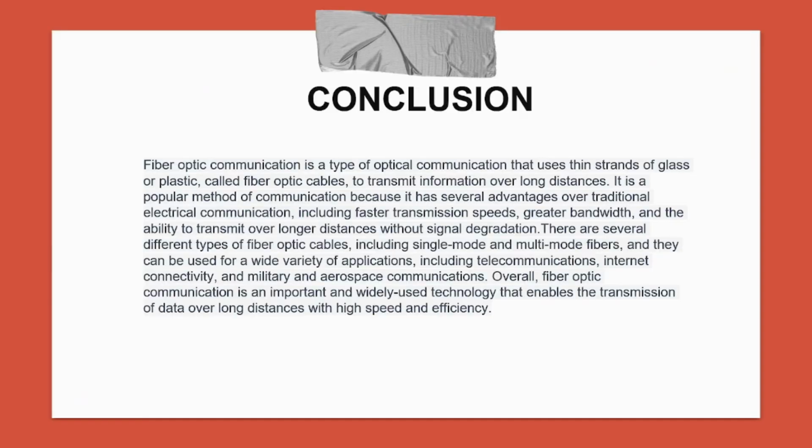And the conclusion that we can conclude from this assignment. Fiber optic communication is a type of optical communication that uses thin strands of glass or plastic called fiber optic cable to transmit information over long distance. It is a popular method of communication because it has several advantages over traditional electrical communication, including faster transmission speed, greater bandwidth, and the ability to transmit over long distance without signal degradation.